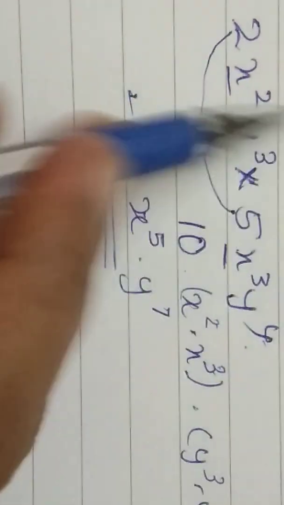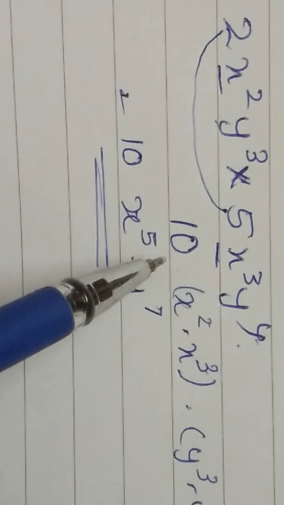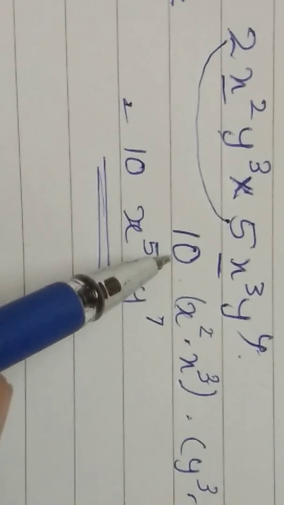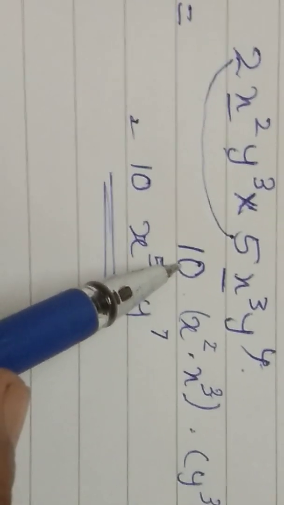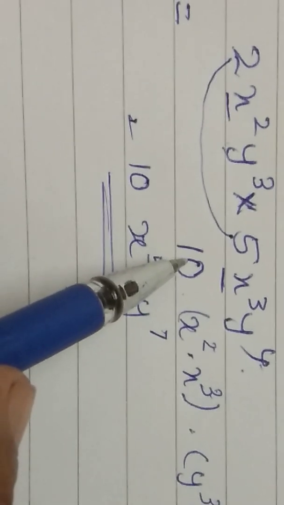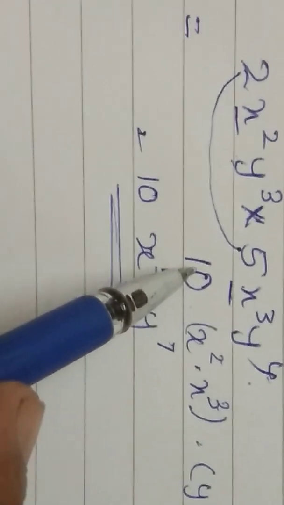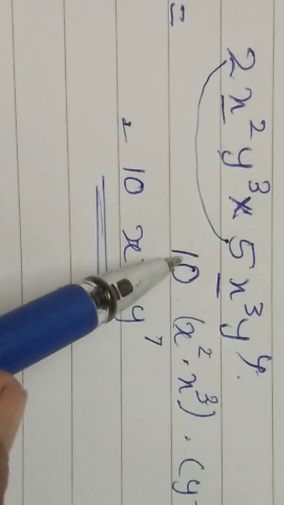This is the multiplication of monomial. Okay, that much is for today. Just do the homework questions, and then only, when you practice all the questions again and again, you can understand what is the multiplication of algebra.